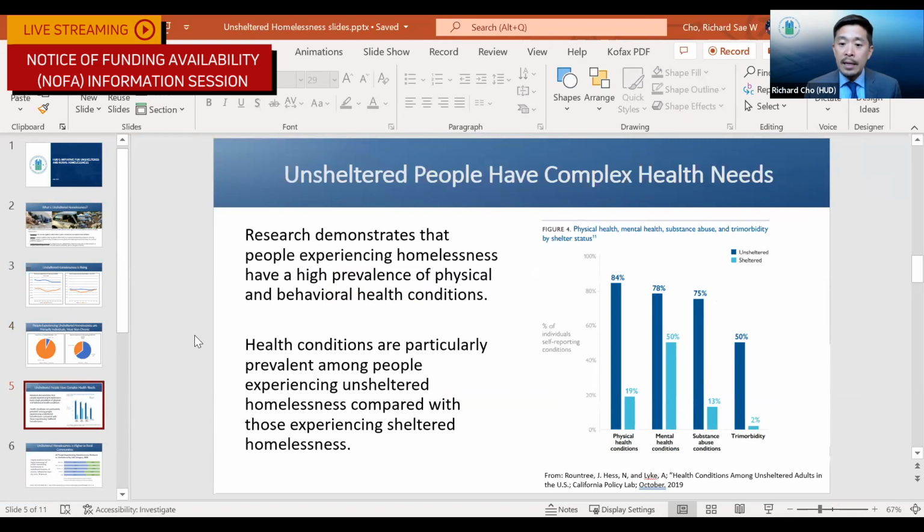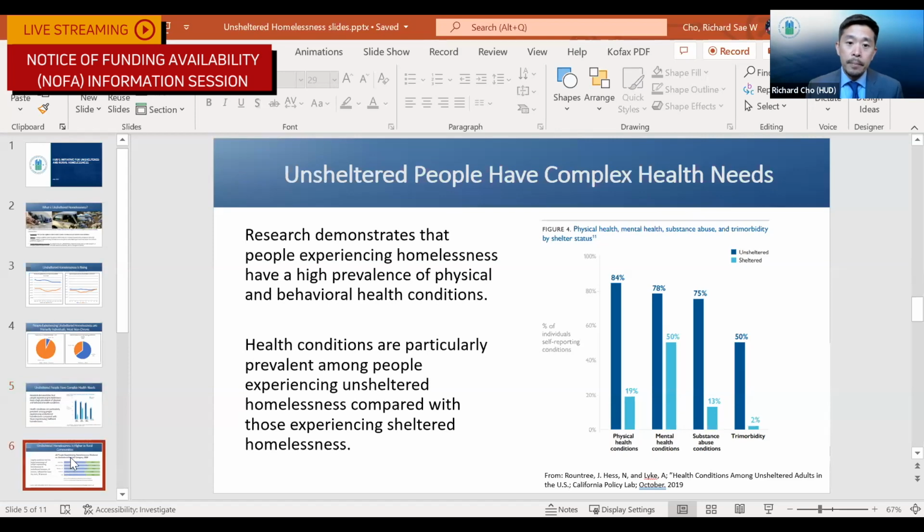We don't have the best data nationally on health conditions, but the California Policy Lab has done some data analysis looking at local data. What they found is fairly unfortunate: while there are high health conditions among all people who are homeless, people experiencing unsheltered homelessness have health needs that are much more significant. That includes physical health conditions, mental health conditions, and substance use disorders, and about half of people who are unsheltered, according to this data, are trimorbid, meaning they have all three of those conditions.